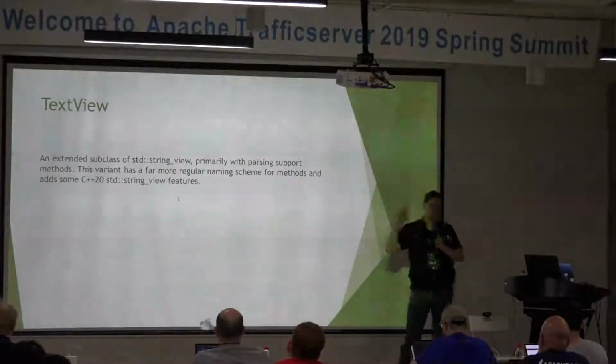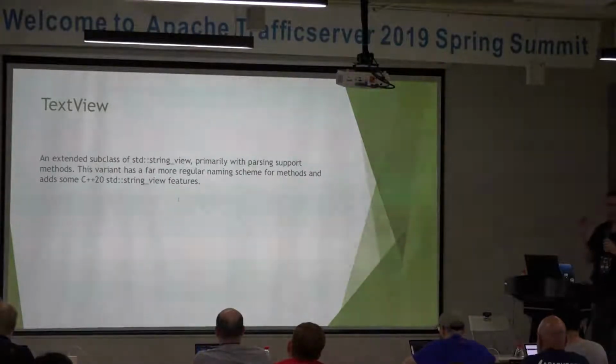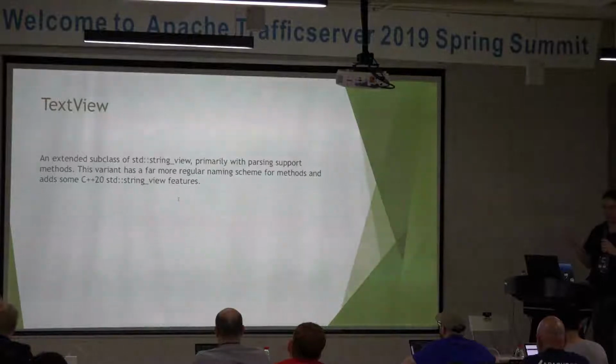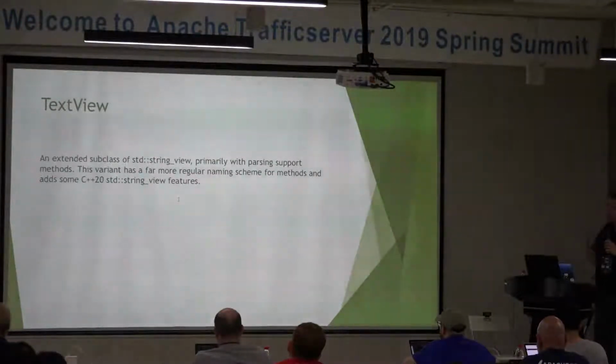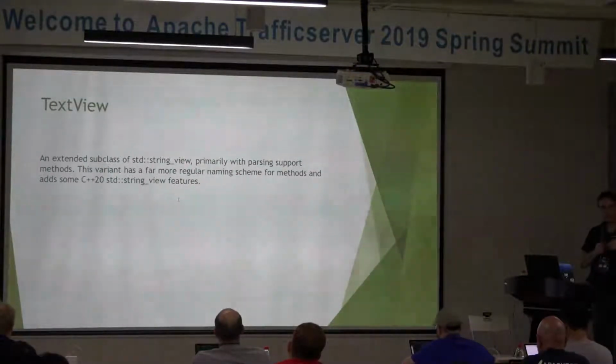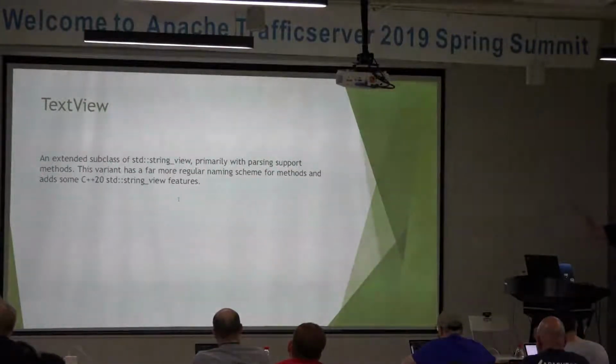So what this does is really about parsing the contents of the string. If it's just a block of text you're passing around, TextView has no advantages. Just use the string view. It's more compatible. TextView is when you've got a piece of text and you want to look inside of it and parse it. If you're tempted to use strtok, don't. It's wrong. TextView does everything strtok does except faster and better.